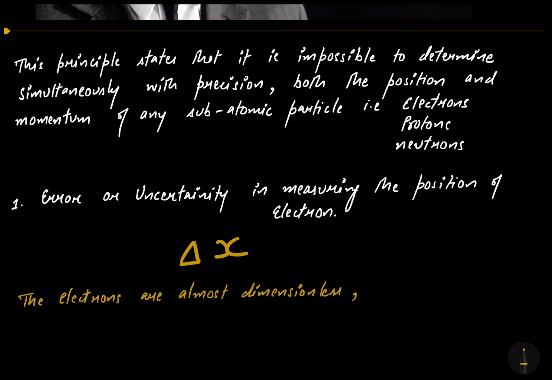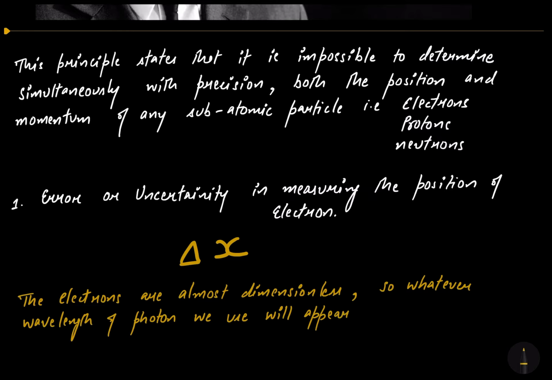So whatever wavelength of photon we use will appear as uncertainty in the position of electron.